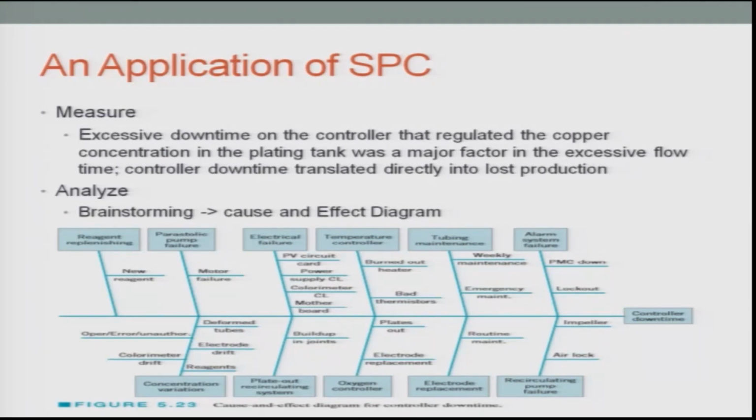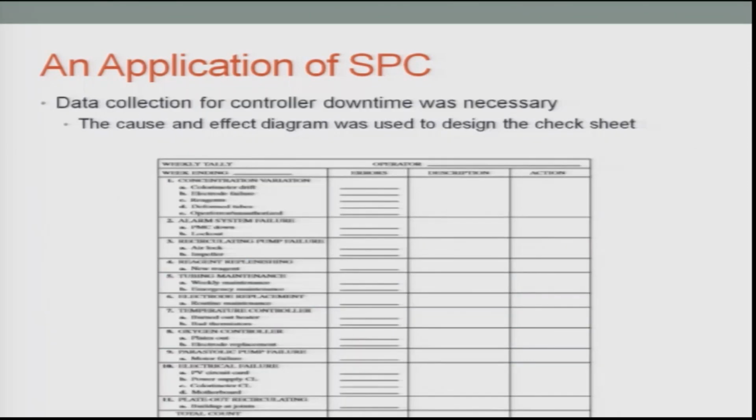So, you will analyze, brainstorm, try to find out the cause and effect diagrams and the analysis, and take actions accordingly. This is a little bit cluttered, but here the cause and effect diagram for the controller downtime is analyzed, where on the upper part of the diagram you have reagent replenishing, peristaltic pump failure, electrical failure, and all these things are analyzed, and how and where the problem occurred is dealt with in depth.